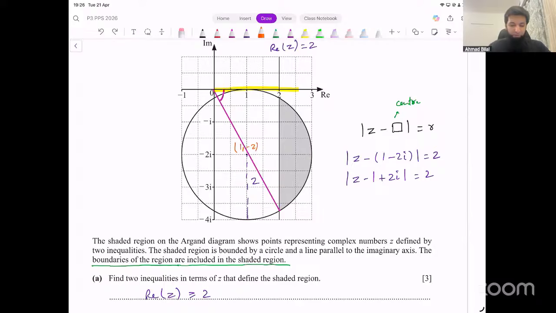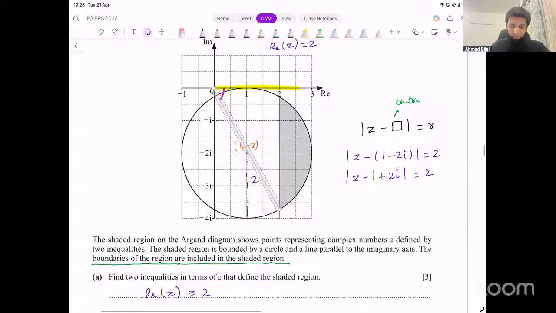But how far further on to this side can we go? We have to be in the shaded region, right? This is the lowest point in the shaded region. We can't go any further than that. We have to stay inside the shaded region. Makes sense, right?